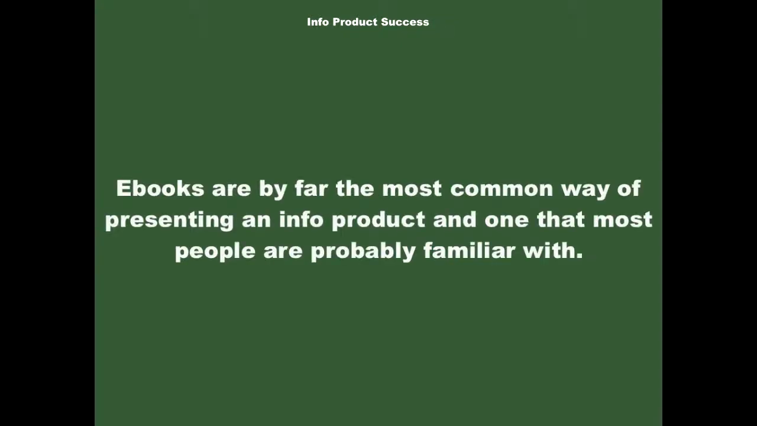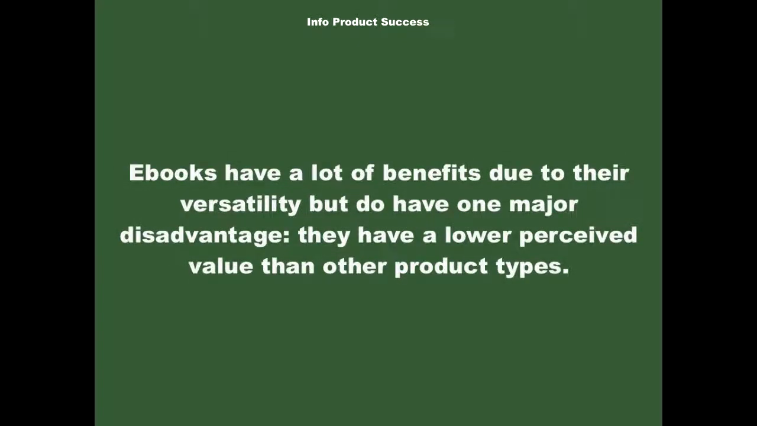Number 1. Ebooks. Ebooks are by far the most common way of presenting an info product, and one that most people are probably familiar with. Ebooks have a lot of benefits due to their versatility, but do have one major disadvantage. They have a lower perceived value than any other product type.